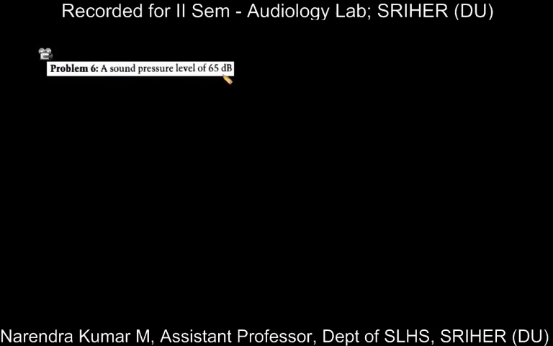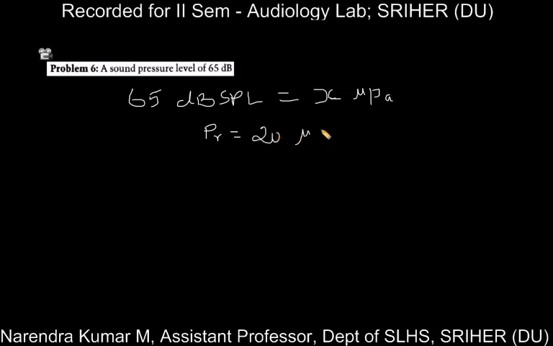Now let us convert 65 dB SPL into absolute pressure values. So the absolute pressure value is in micropascal. How many micropascal? It's 20 micropascals, which can also be written as 2 into 10 to the power minus 5 Pascal.